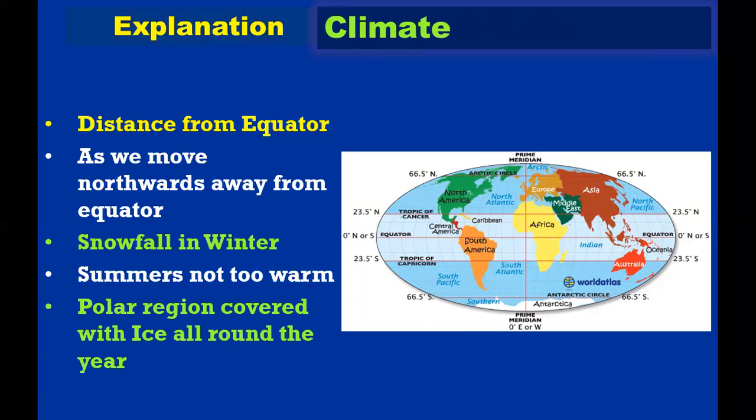Now, if we observe the map, children, the equator is in the middle, and Europe is near the North Pole. So Europe is generally far away from the equator. As we move northward, away from the equator, we find Europe. And in Europe, it is very cold and you will find snow. Summers are not very warm as it is very near to the polar region. We all know that the Arctic Ocean is almost frozen.